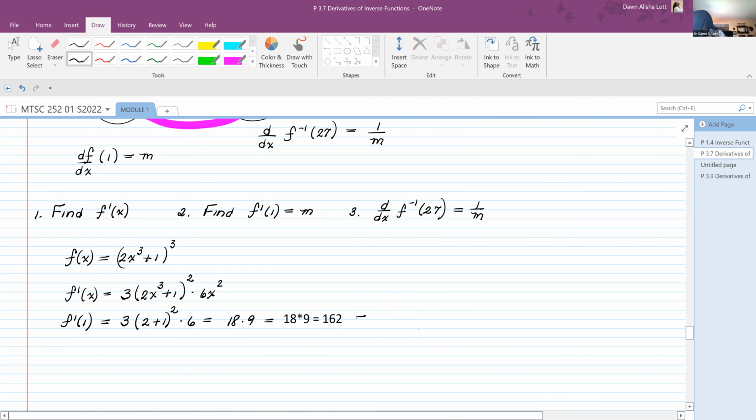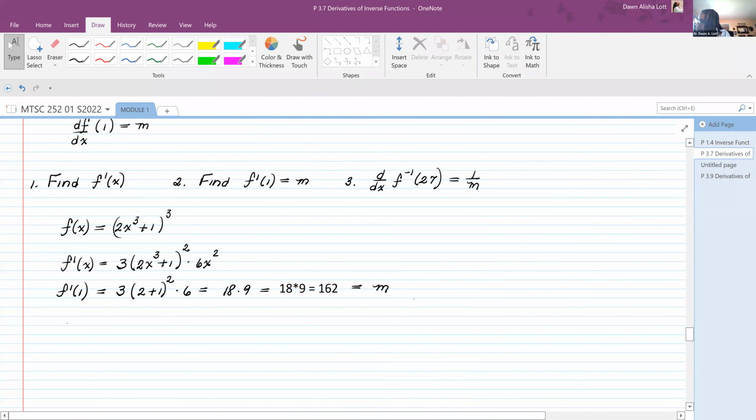Okay, so this is now our m. So therefore, the answer to the question, the derivative of f inverse with respect to x at 27, is 1 over m, or 1 over 162. Okay, any questions?